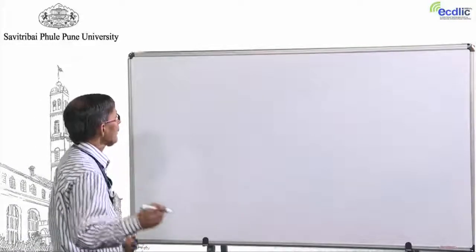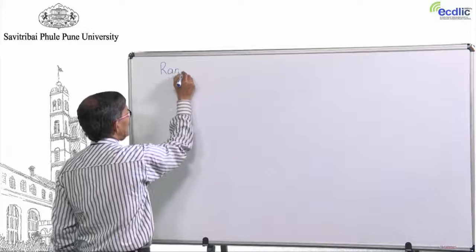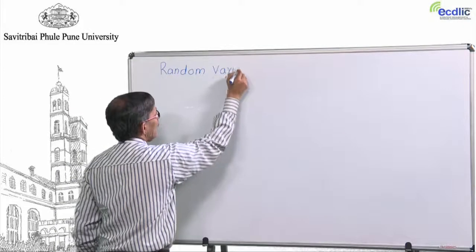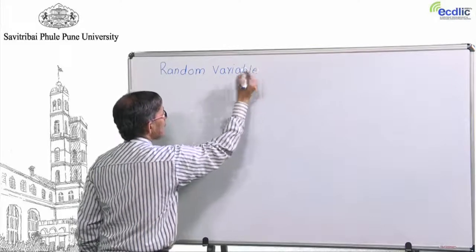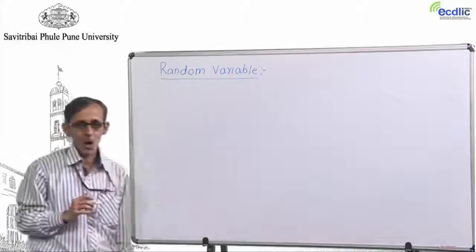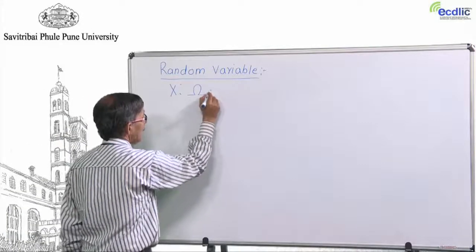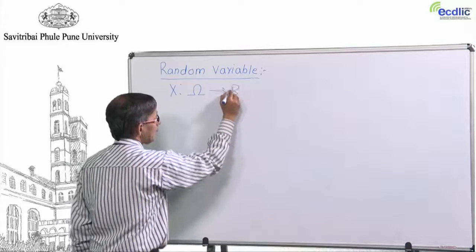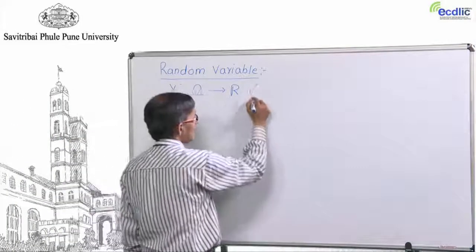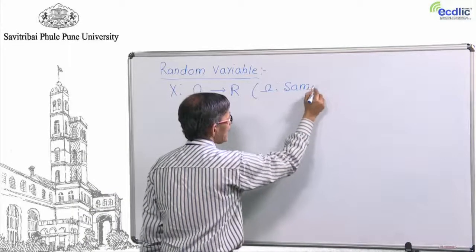Now, yesterday we were looking at the definition of random variable. The simplest form of the definition, which is taught in the very first year, for a random variable X is defined as a function from omega to R, where omega, as we said yesterday, is the sample space or universal set.